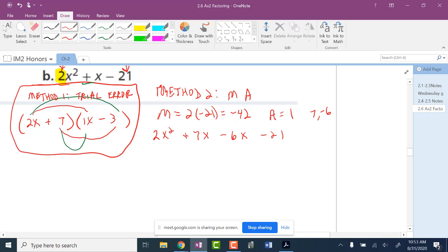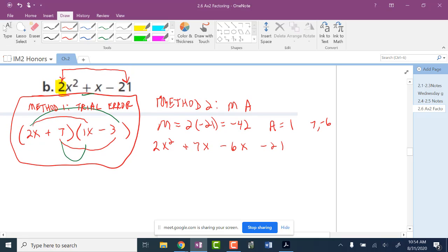I did this magical MA, which you're still a little cloudy on why I did that. Why did I take 2 times negative 21? Really, the answer is because it works, because of factoring being the opposite of foiling. That's really the best way I can explain it. And then what I did is I broke this down, but this is still equal to the original situation. I just took these magic numbers and split up the middle term, which still adds up to be positive 1x.